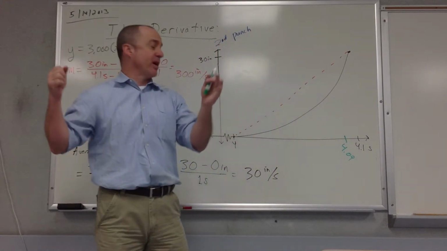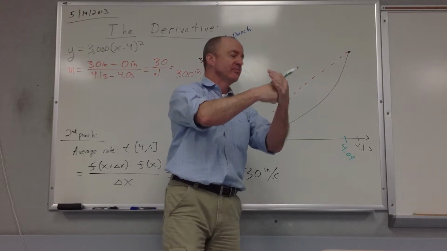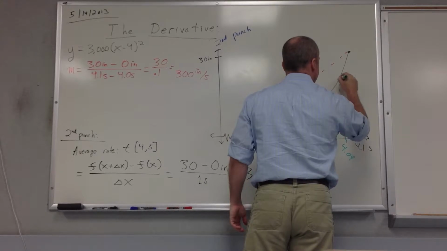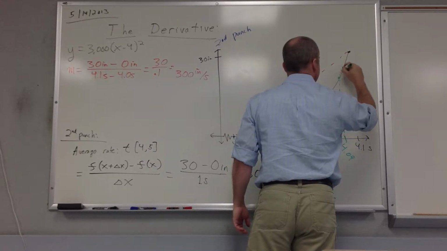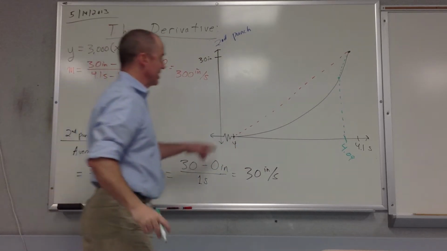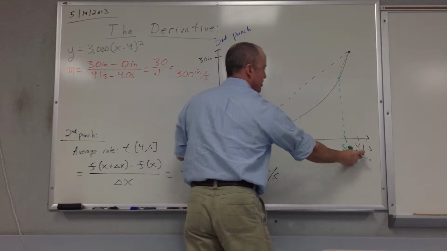Really, my whole premise is that I didn't come in contact until 4.1 seconds, right? So I need to know what's going on as close as possible. So now what I'm going to do is look at another secant line. The red secant line represents this whole 1/10 of a second while I was throwing the punch.